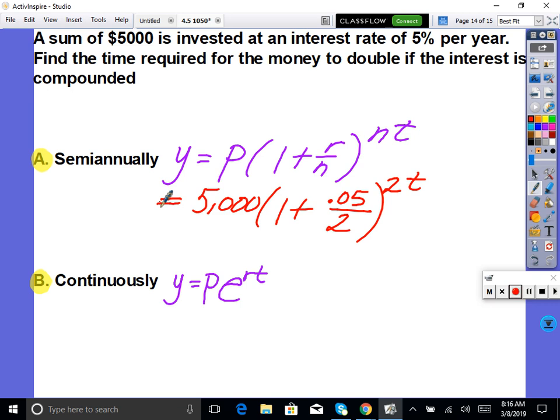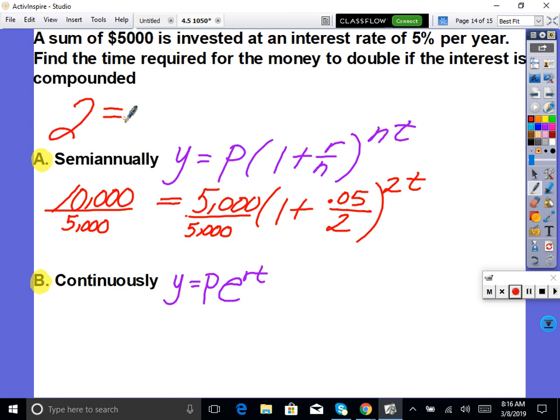Now how much was in the end? 10,000. Didn't it want to know how long till it's double 5,000? How much time? So in the end, we're going to put in 10,000. It goes without being said that that is double. Now solve for t. What would be my first step? Divide both sides by 5,000. So I'm going to write up here. We have 2 is equal to.